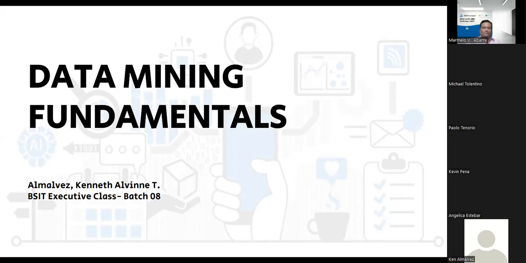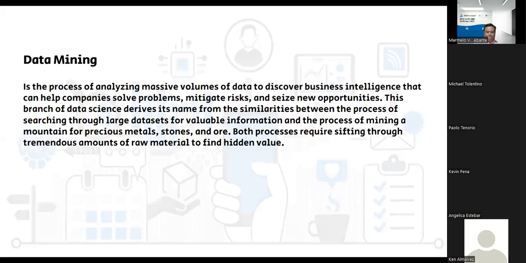Hello everyone. Good evening. Today we're going to discuss data mining fundamentals. So first, let's define what is data mining. Data mining is the process of analyzing massive volumes of data to discover business intelligence that can help companies solve problems, mitigate risks, and seize new opportunities.